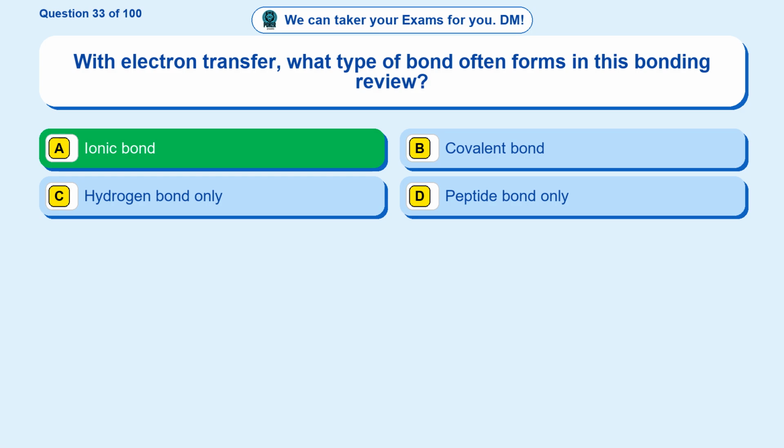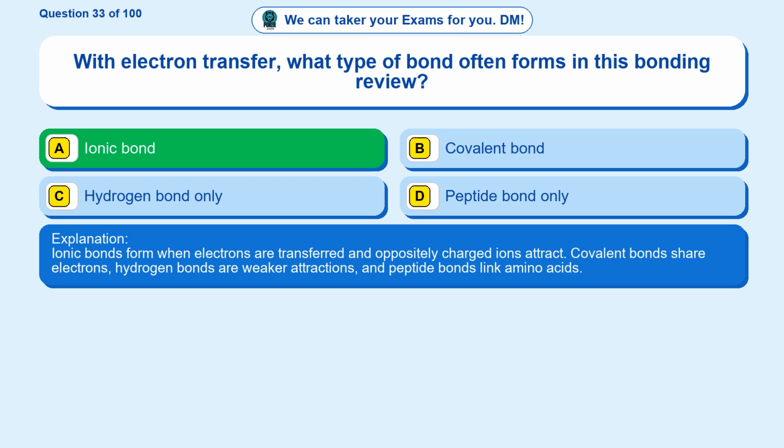The correct answer is option A, ionic bond. Ionic bonds form when electrons are transferred and oppositely charged ions attract. Covalent bonds share electrons, hydrogen bonds are weaker attractions, and peptide bonds link amino acids.